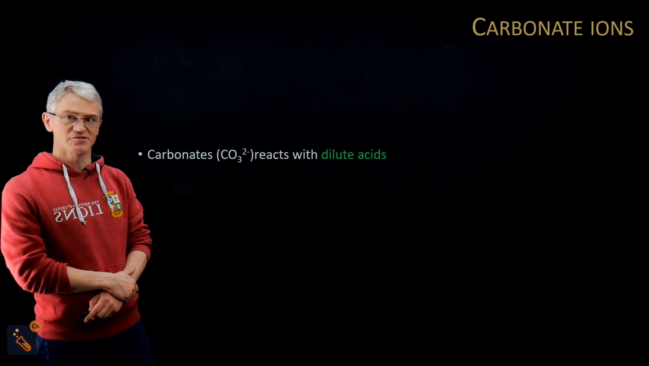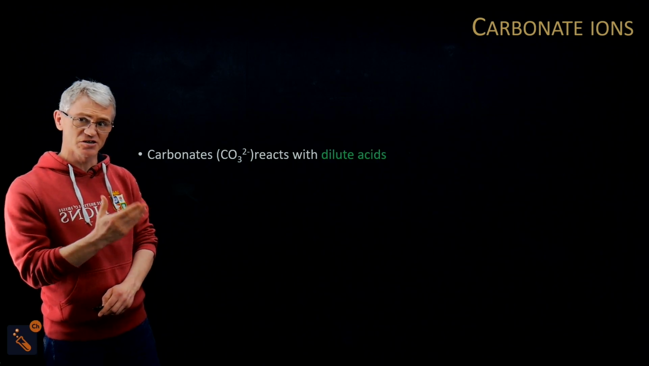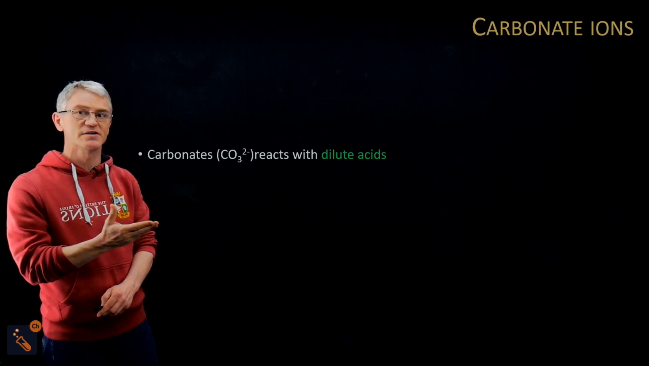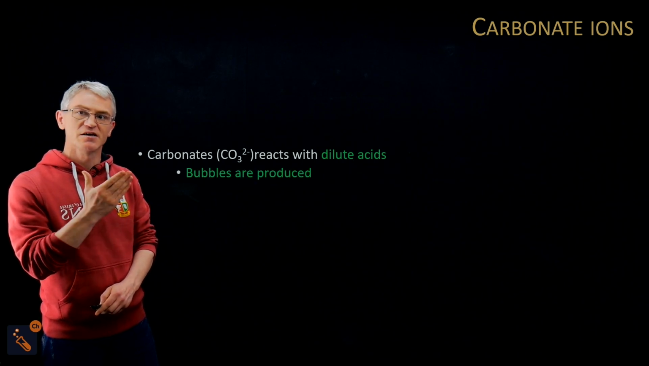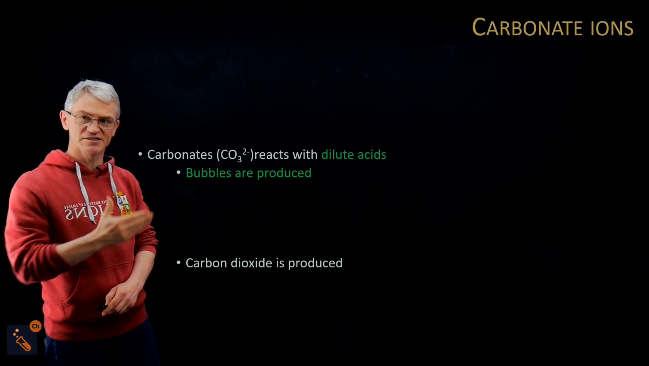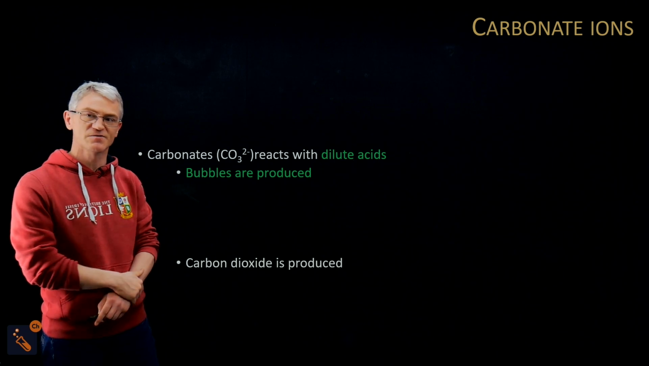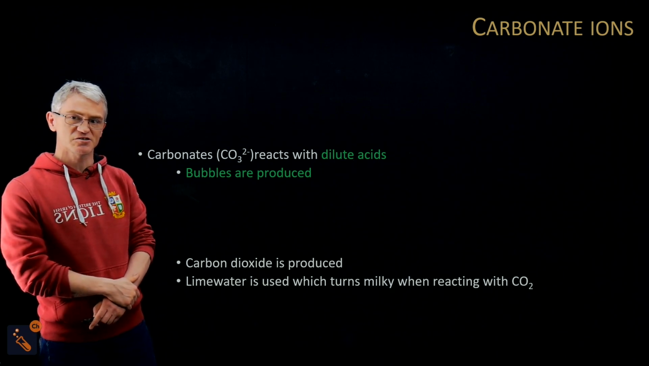Now, carbonate ion. Carbonate reacts with dilute acid. The dilute acid we told you, hopefully you remember, is HNO3. And bubbles are produced. Now the important thing in these exams is what do you see? What you see are bubbles, and what you see is fizzing. That's because carbon dioxide is produced.